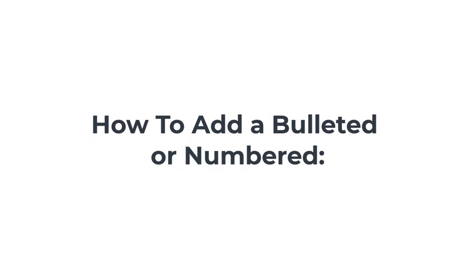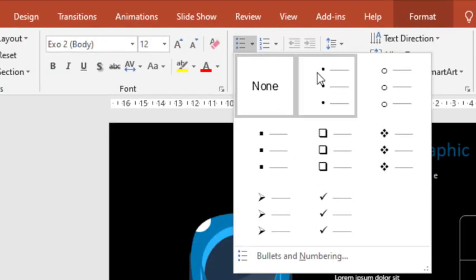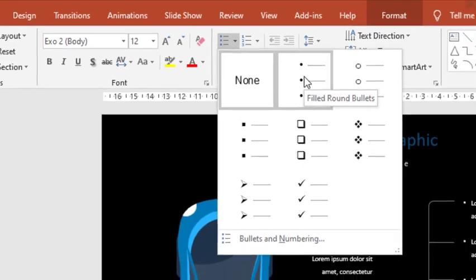Select a box or text. Click Format. Select Bullet or Numbering.